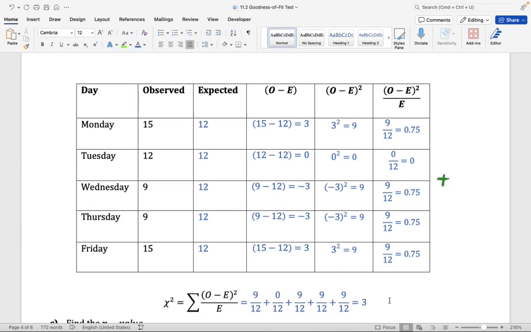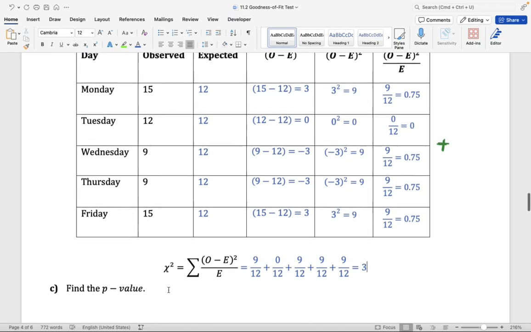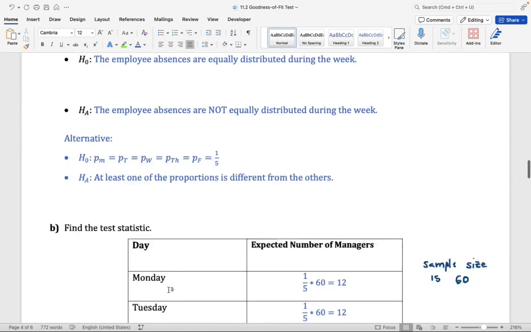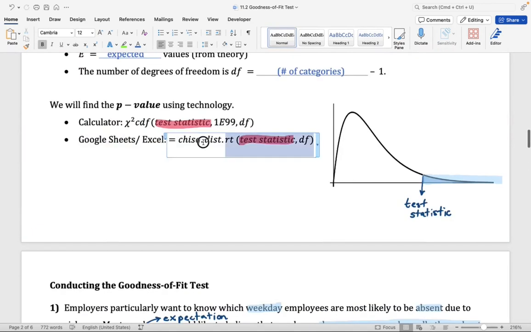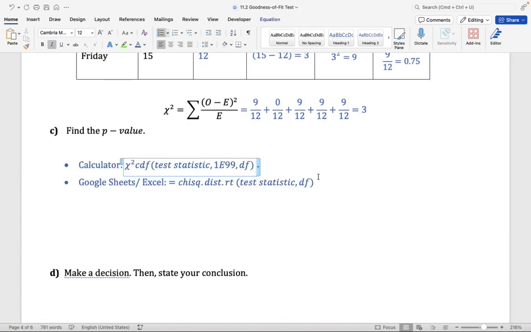With this test statistic, we are going to be able to find the p-value. Okay? And so let me go ahead and copy the functions that we're going to be using on the calculator, Google Sheets and Excel. I'm going to go ahead and copy those functions for this step. If we're going to be using a calculator, we need to use the chi-square CDF distribution. Then we're going to enter the test statistic. The test statistic is 3. Then go ahead and type in a comma. Your upper bound is always going to be 1E99.